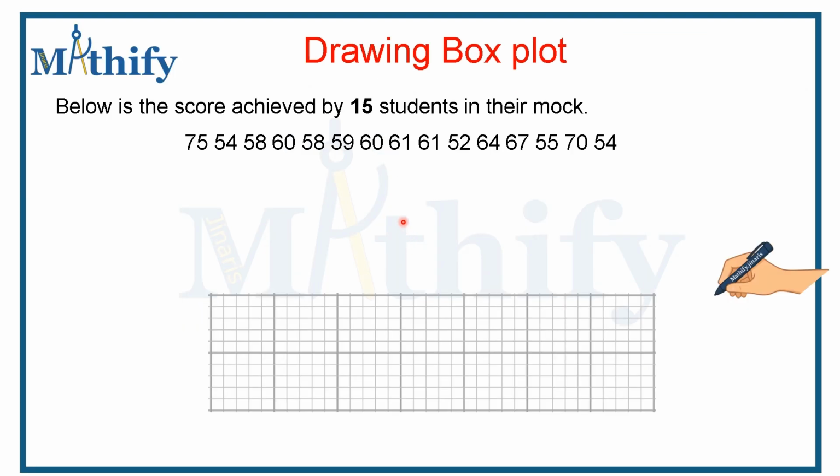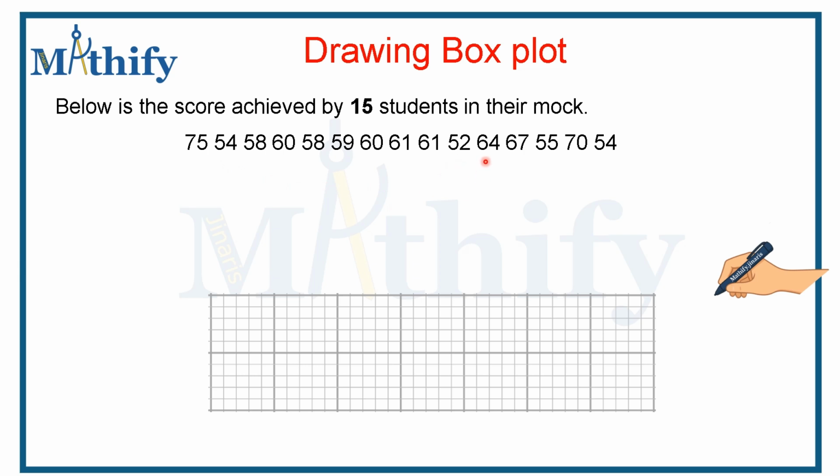Let us look at an example together. Below is the score achieved by 15 students in the mock exam. Here are the list of numbers. Notice that they are not in order. All the numbers are in different orders. For example, 75, 54, or here 52 to 64.